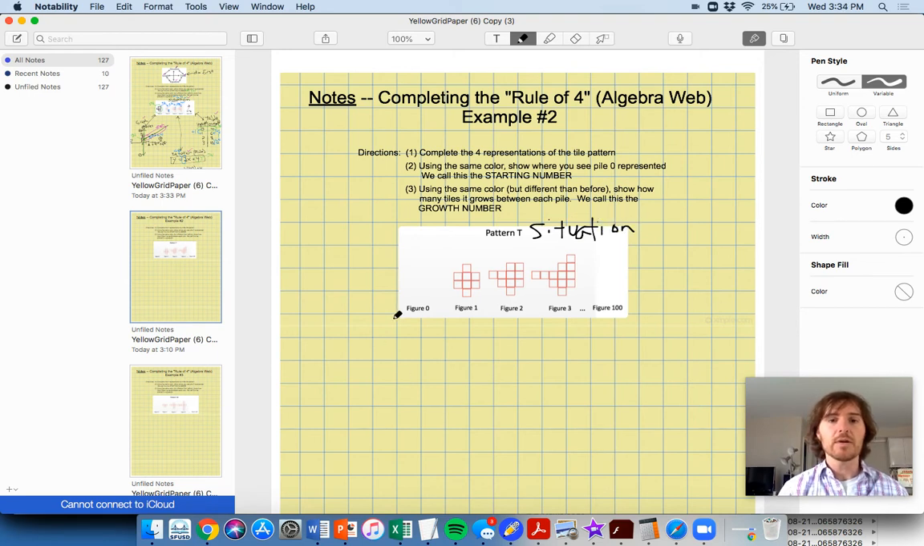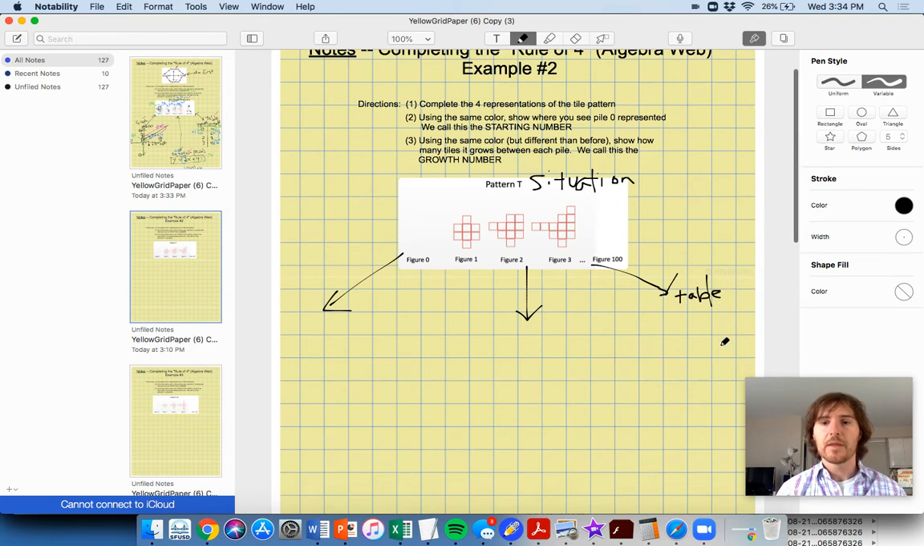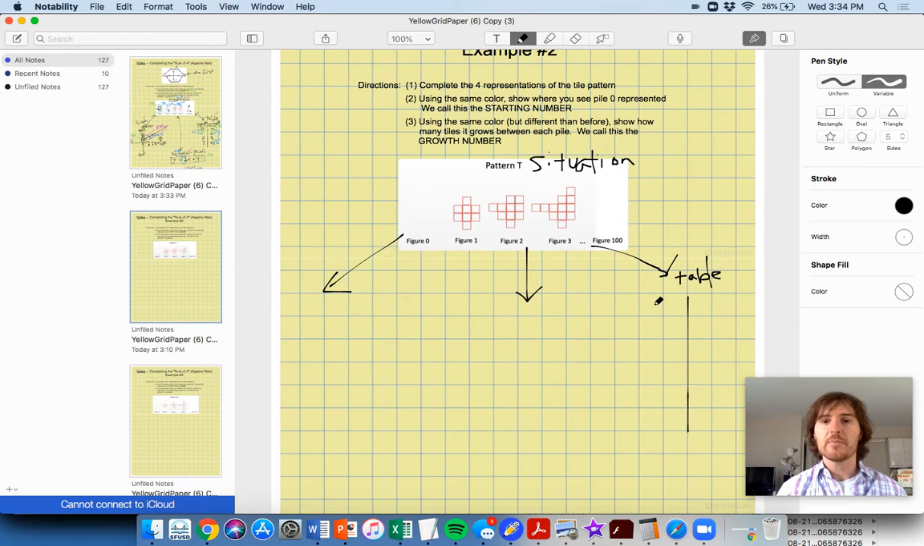And what we're going to do is we got to get 4 things going. We got to get, well, 3 more, right? We start with 1, the situation. We're going to need to generate the other 3. Let's start over here. I start with table. That's the easiest one to do. X is the figure number, and Y is the number of tiles here, okay?